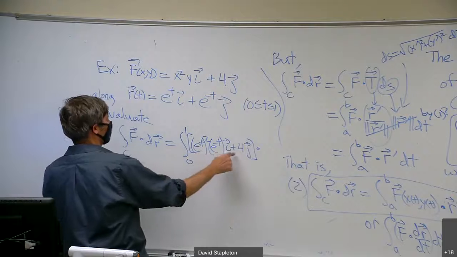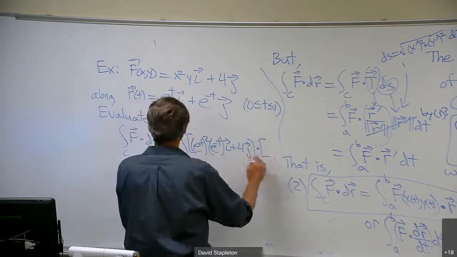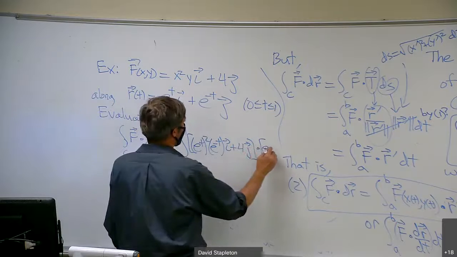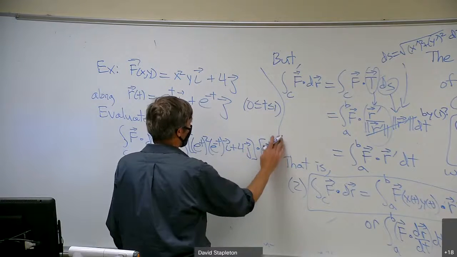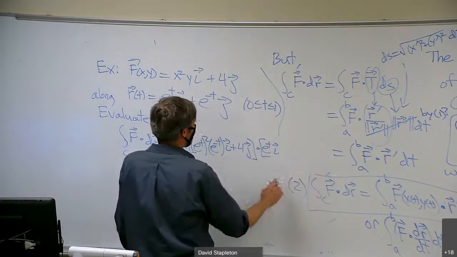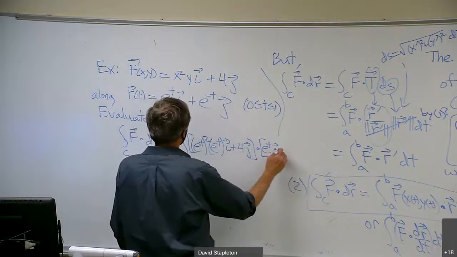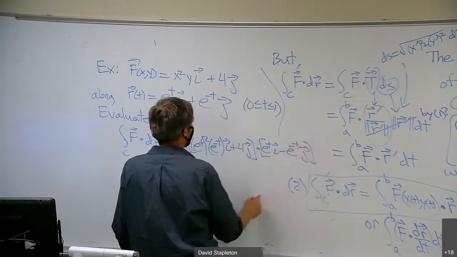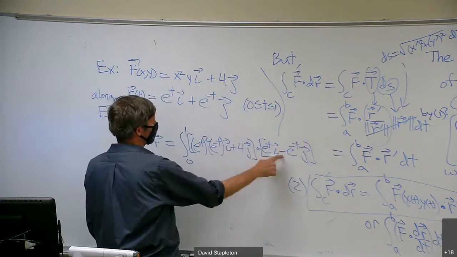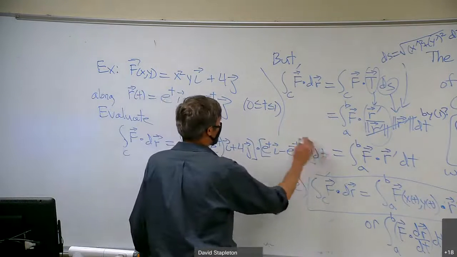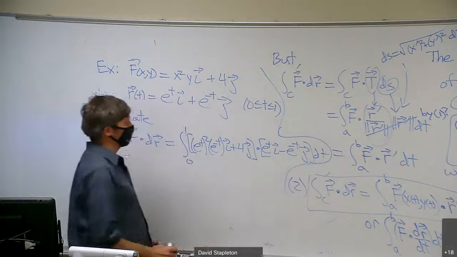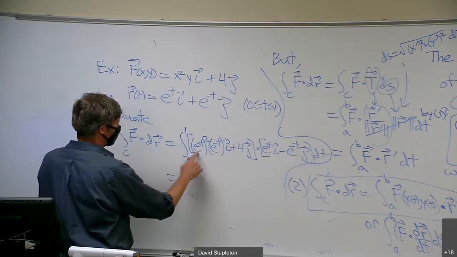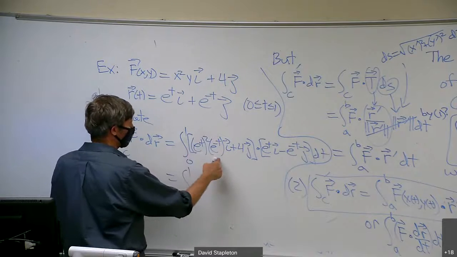x squared y i plus 4j. Dot product that with r prime. Well, what's r prime? The derivative of e to the t is e to the t, and the derivative of e to the minus t is minus e to the minus t. So that's r prime. Just change the plus to a minus. dt. Formula 2 says there's nothing more to it than computing that dot product and taking the line integral. There's no nasty square root in there. So let's see. This is all e to the t.